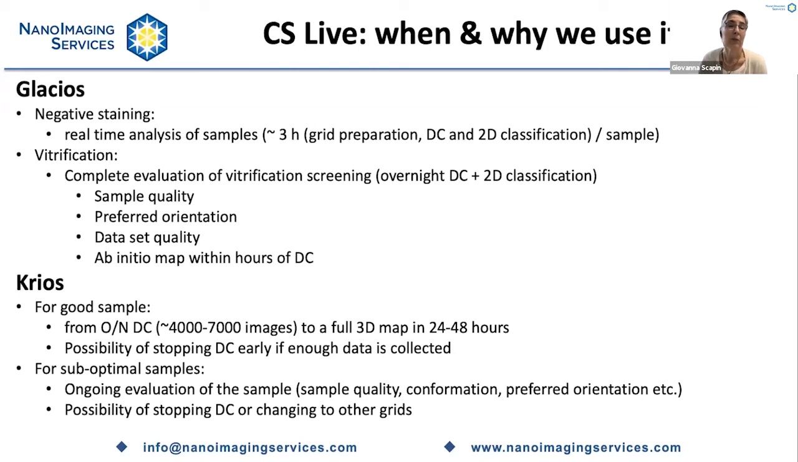For the Glaciers, which is what I mostly use in our facility here in Woburn, we do a lot of negative staining, interestingly enough. And we use cryoSPARC Live to provide a real-time analysis of the samples, from grid preparation all the way to 2D classification, in about 3 hours. So we can go through many different samples in a day, and mostly we can provide our clients with real information about the status, the quality, and the type of the samples that is not easily extractable just from the micrographs.